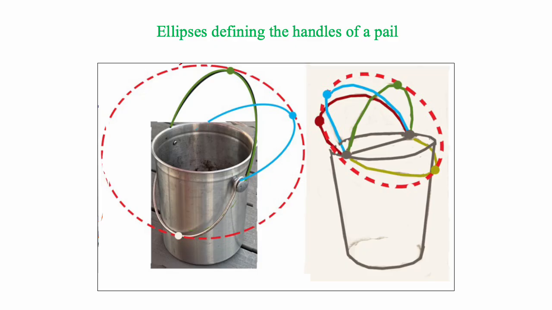The handle of this pail is elliptical, and it has to touch the two fixation points here and here, and its tip is on this elliptical pathway. And similarly here we have the two fixation points and the tip on this elliptical pathway.